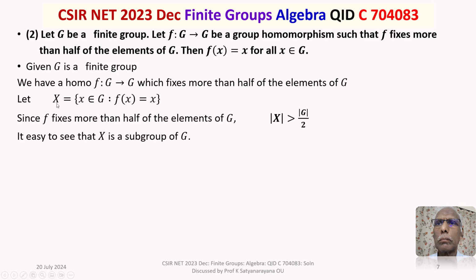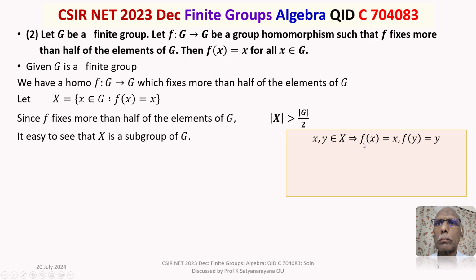We have already seen X is a non-empty subset of G, and we want to prove X is a subgroup of G. What is G? G is a finite group. When G is a finite group, X is a subgroup if we verify closure law in X. That is sufficient. That means x belongs to X, y belongs to X will imply xy belongs to X. Then X will be a subgroup of G because G is a finite group.